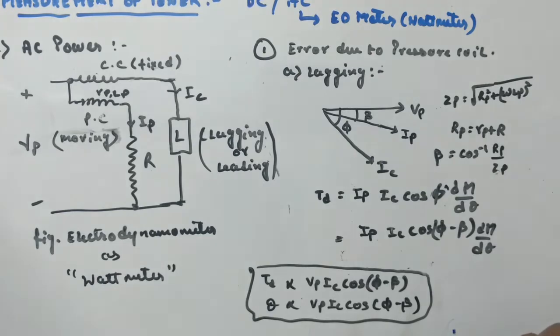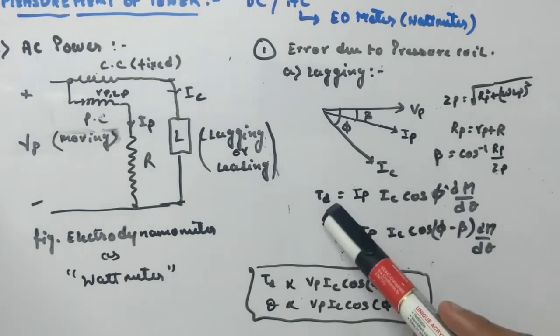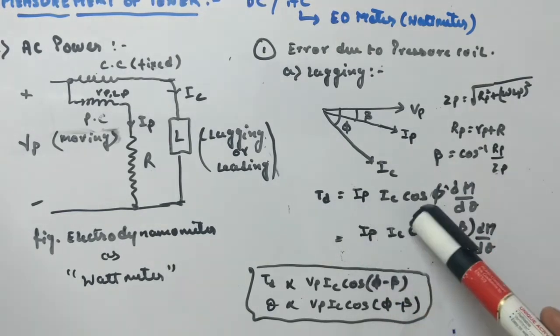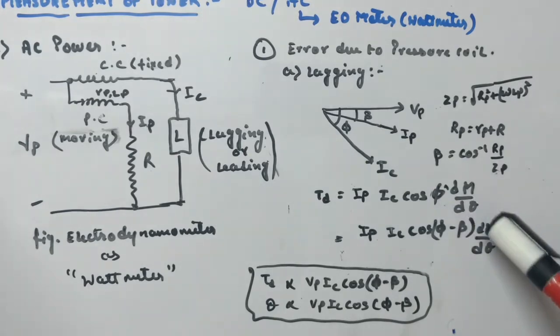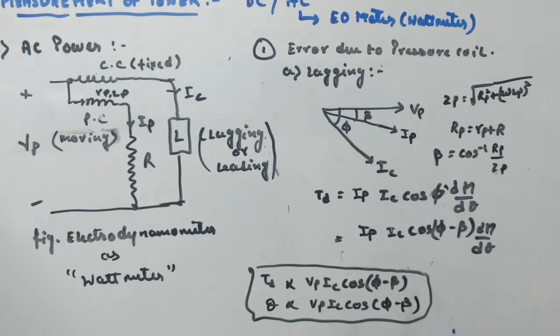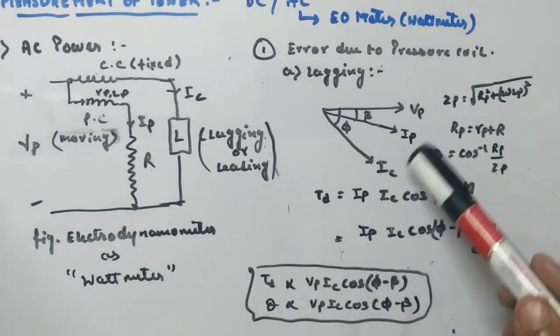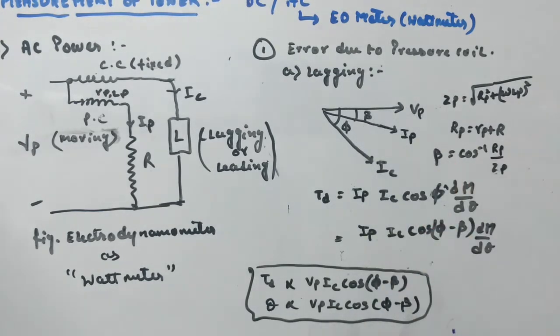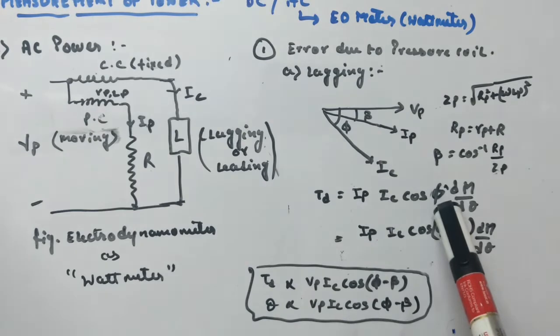Now what will happen, TD, your deflecting torque, is IP into IC into cos phi dash into dM by d theta. Now phi dash is the angle between IP and IC, so you can see here IP and IC, the angle is phi minus beta, so I can write IP IC cos of phi minus beta in place of phi dash, and dM by d theta as it is.